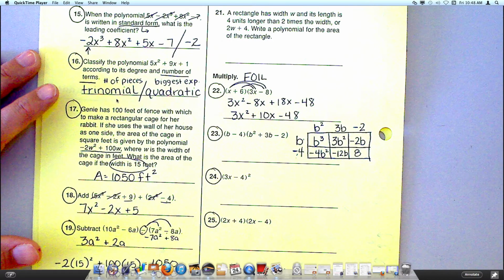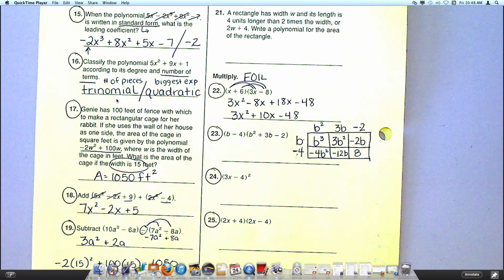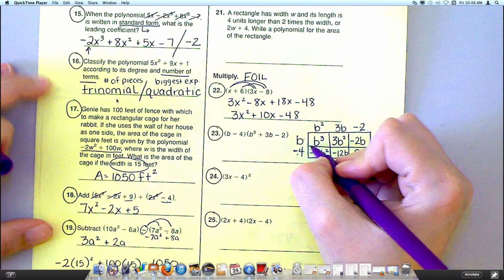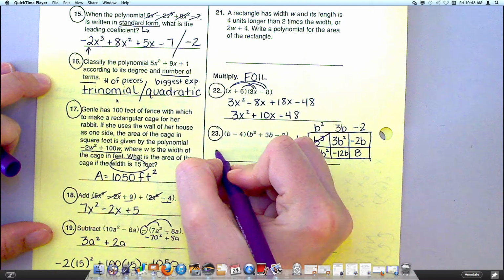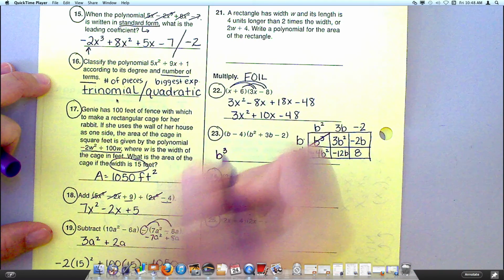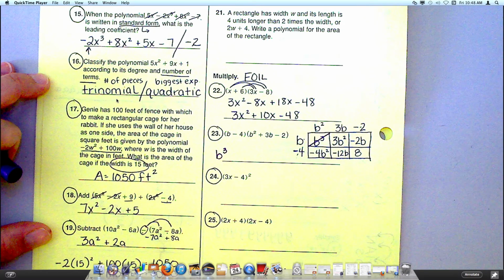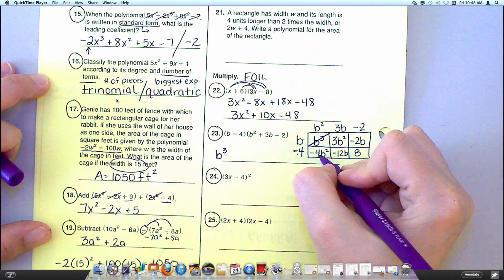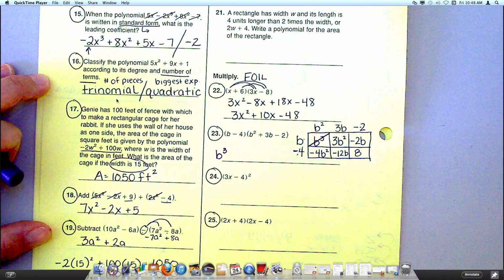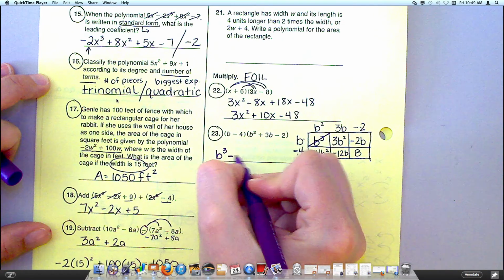Okay, so now when I go to write down my final answer, I just want to make sure I collect all my like terms. So I'm going to start with which one has the highest exponent? B cubed, and I don't have any other cubes, right? So I'm going to start my answer with b cubed. What do I have for squareds? 3 and negative 4. What's that make? Adding. Negative 1. So it would be negative 1b squared.